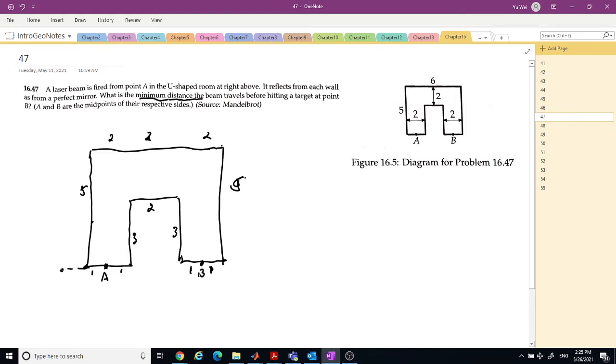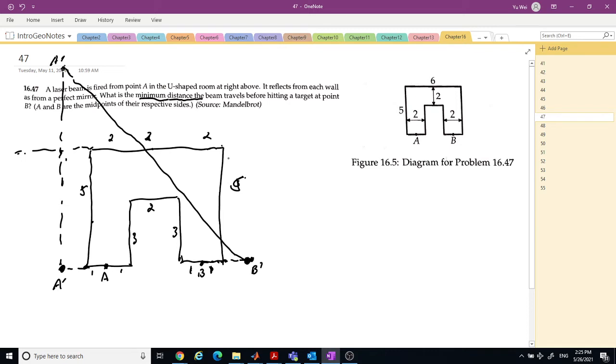If you go this way, that means we need to find A prime, and also we need to find here B prime, right? So we can bounce in here and to here, right? So the thing is we need to find the midpoint here, right? The easiest way is you can just flip this one again. This is A double prime, and then you connect A double prime and the B prime.